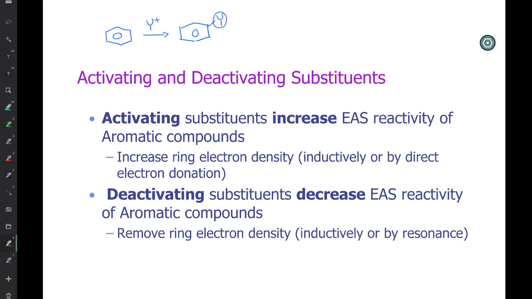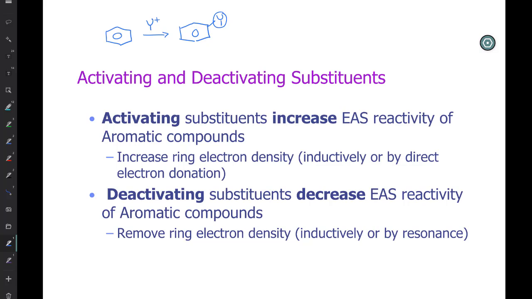So there's two broad classifications. They're activating and then there's deactivating substituents. And activating is essentially what it sounds like. If you replace the hydrogen with an activating substituent, the subsequent electrophilic aromatic substitution reaction will be faster. And in a deactivating situation, the subsequent electrophilic aromatic substitution reaction will be slower.